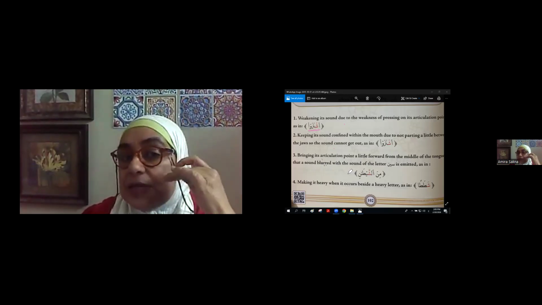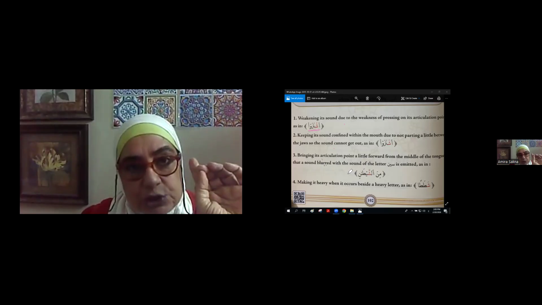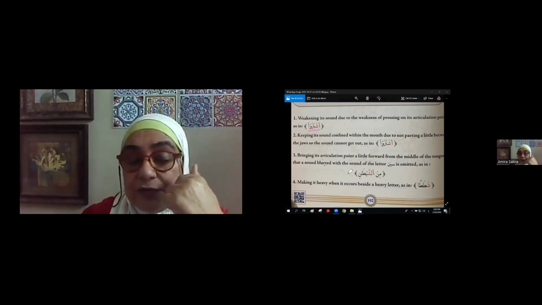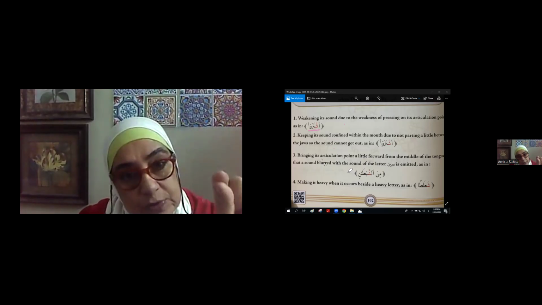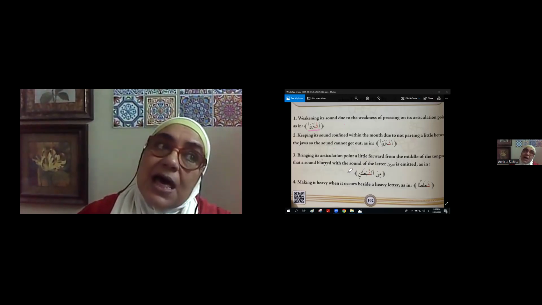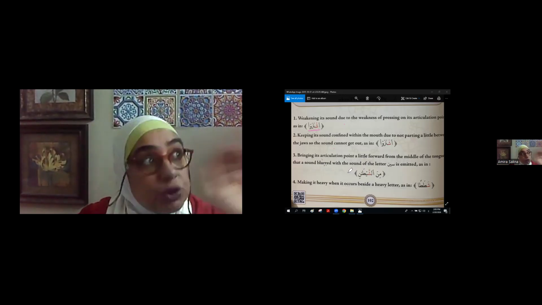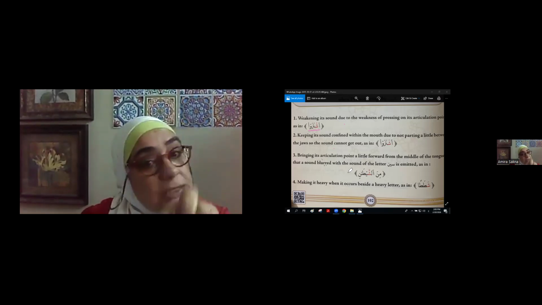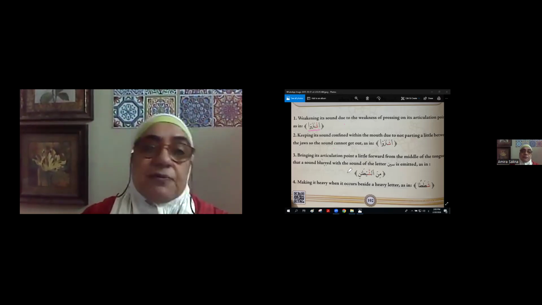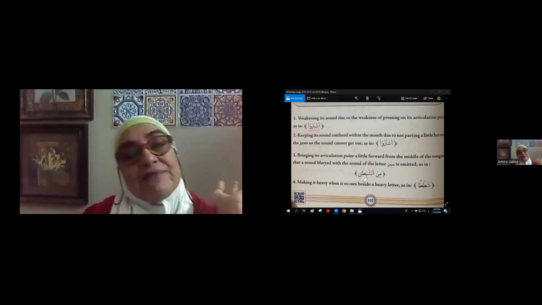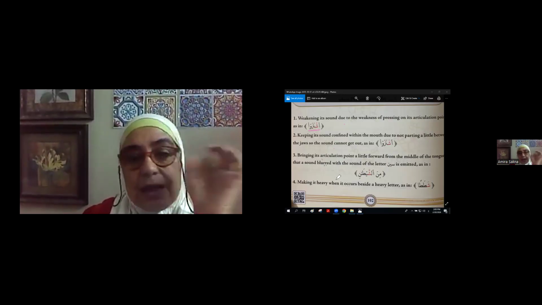So if I'm going to move the articulation point from the middle part of the tongue, which is the articulation point of the sheen, to the tip of the tongue or the end of the tip of the tongue, or I'm going to use the two parts, the middle part of the tongue or the end of the tip of the tongue, it will have a hint of C.